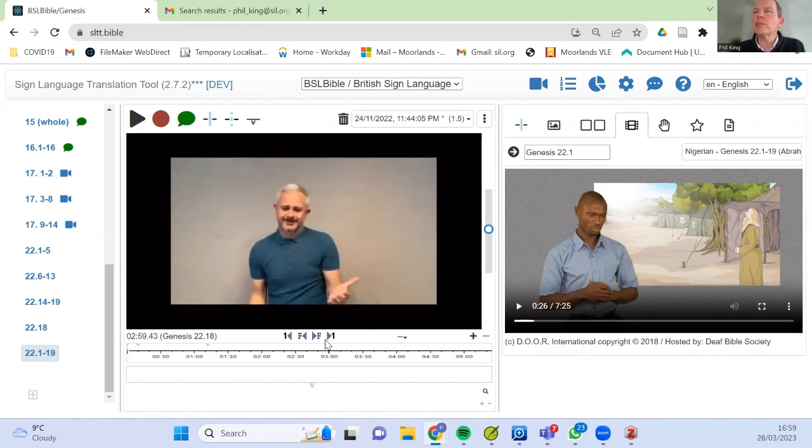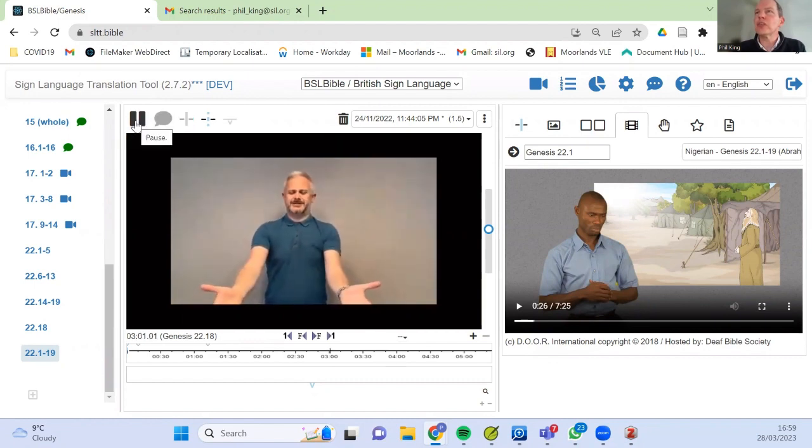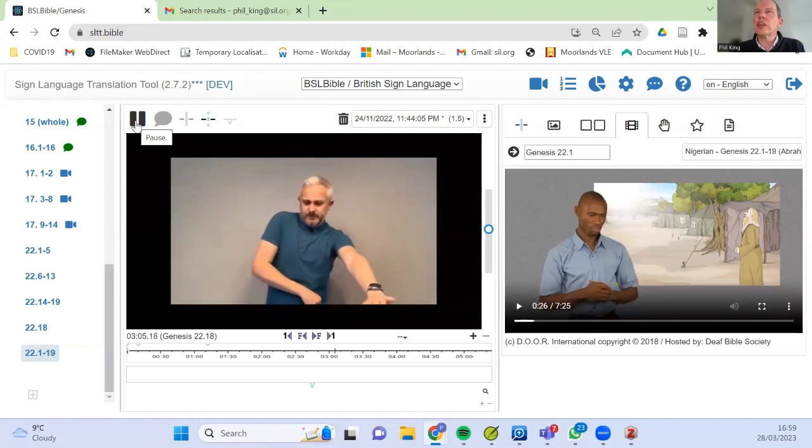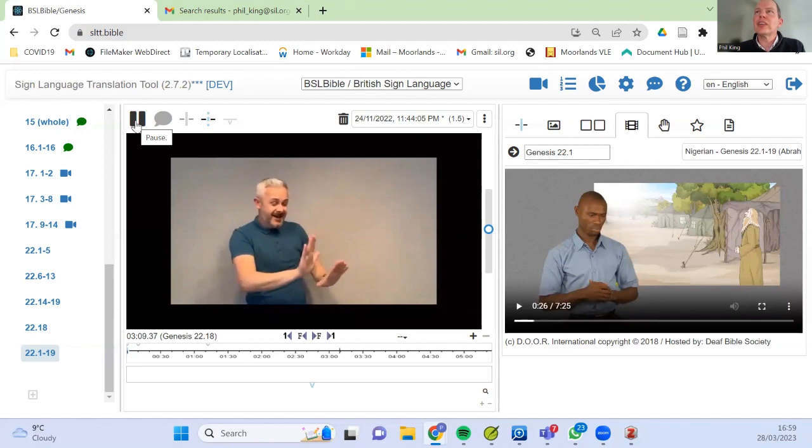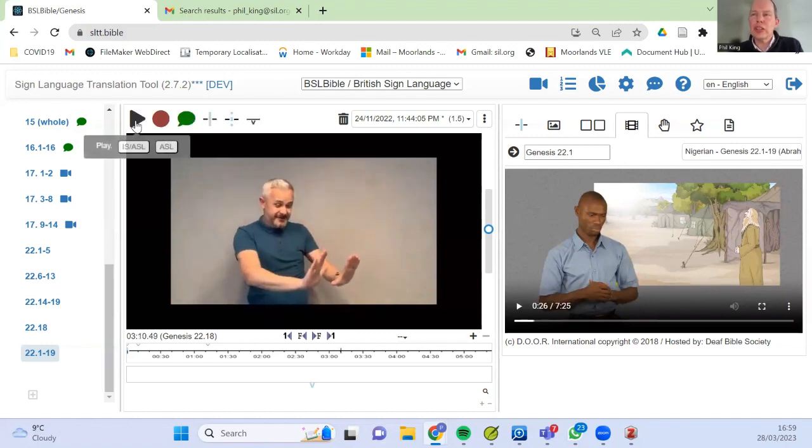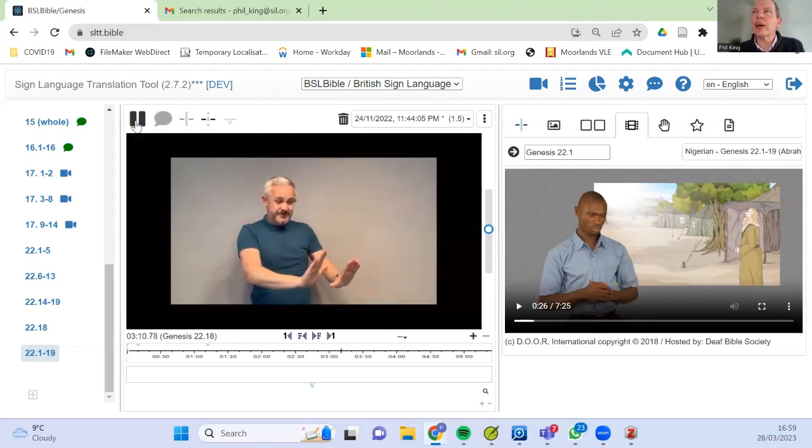Then let's look at the point at which Abraham is about to sacrifice Isaac, putting his son on the altar. There he's drawing his knife, and the messenger of the Lord pulls out and said, stop. So that's where in the original it would say, Abraham, Abraham.